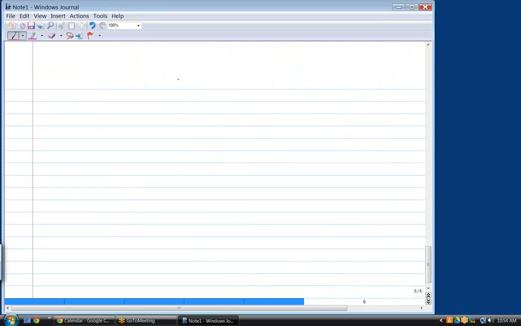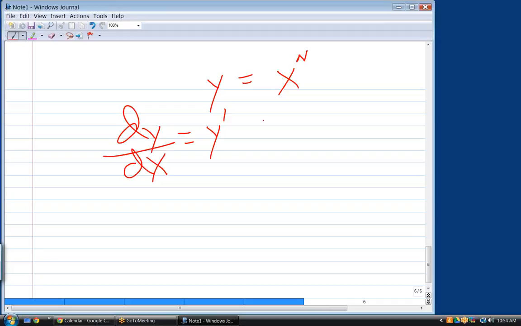Yeah, the power rule. The power rule says that if y is equal to x to some exponent n, then y prime, which means also dy/dx, equals n times x to the n minus 1. So that's the power rule. In other words, for x squared, it would be 2 times x to the 1 power, which is 2x.